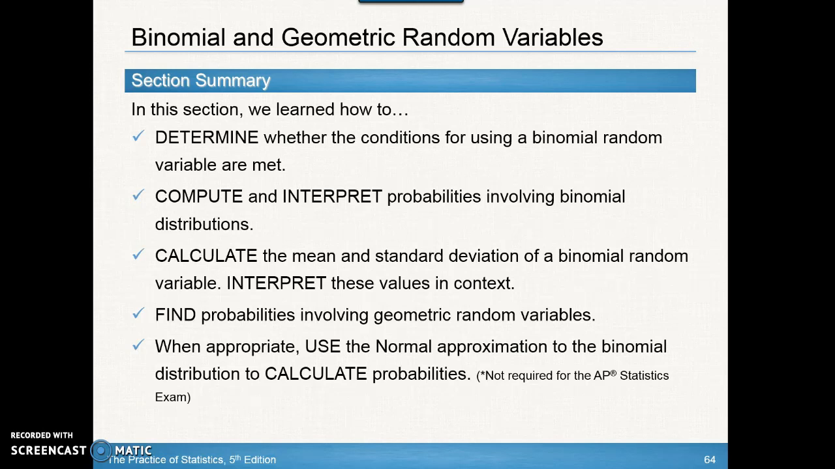And the only other thing I would have to say is please make sure that you go to the graphing calculator section and take a look at how to do a lot of these questions on the graphing calculator. That'll show you how to do the geometric PDF and CDF also.